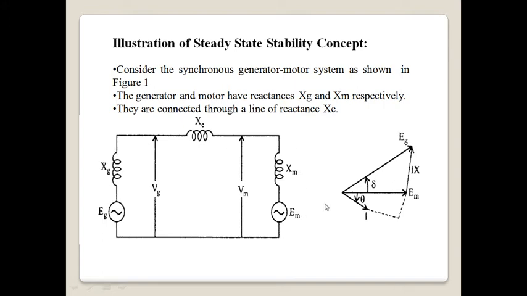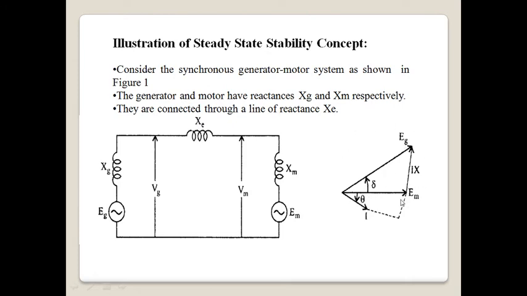If I want to draw the vector diagram of this, then I will start from the output terminals. This is EM, the internal voltage of the motor. Then IX is the drop, and EG is the internal voltage of the generator. So this is your EG.